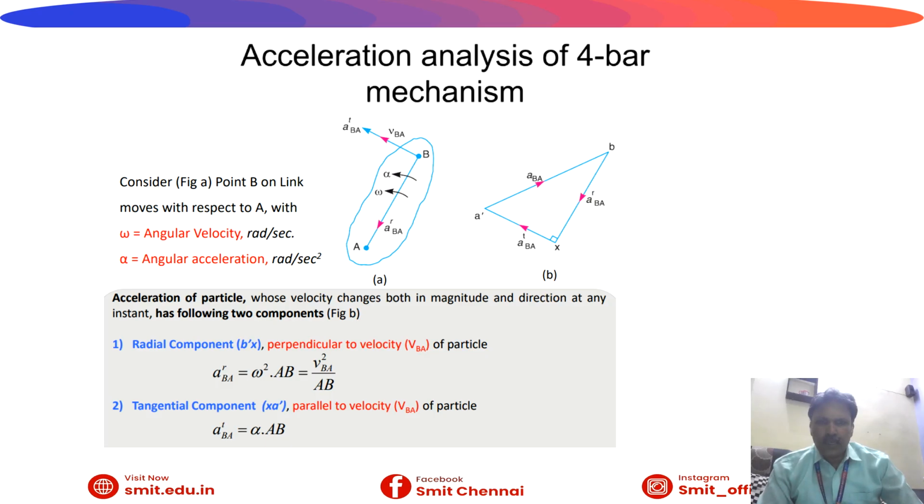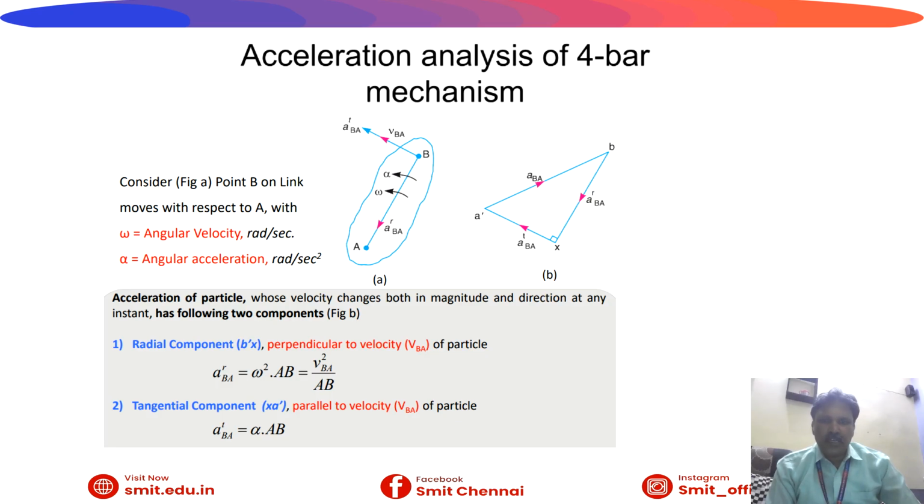Now, followed by the acceleration analysis of the 4-bar mechanism. We can see one link acting over there, that is AB. Here we are going to discuss two components. One is the radial component, which is perpendicular to velocity. So whatever we have drawn in the velocity diagram, we have to take the perpendicular line to that velocity diagram. And the tangential component is taking a parallel line to that velocity of the particle.